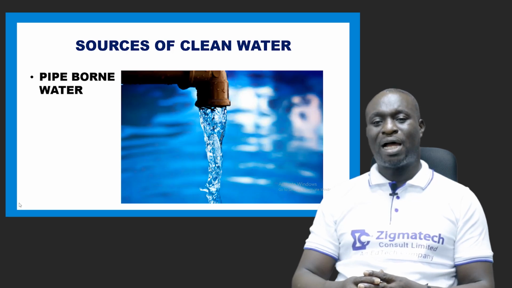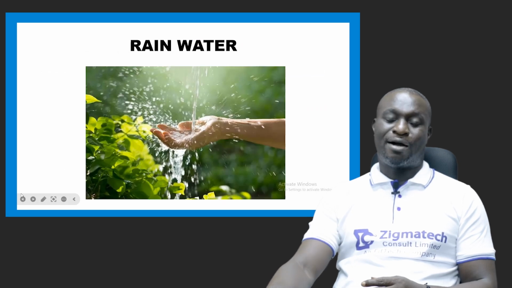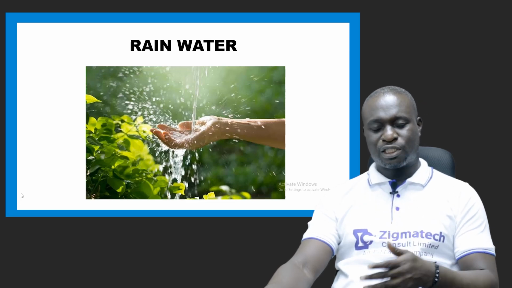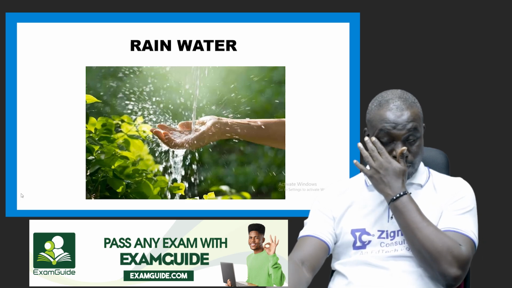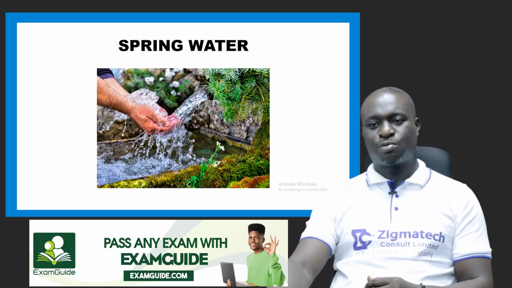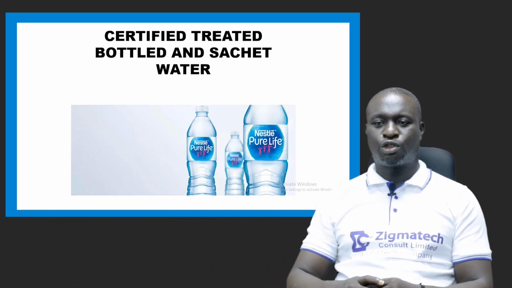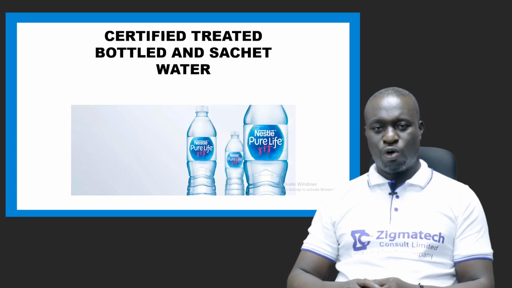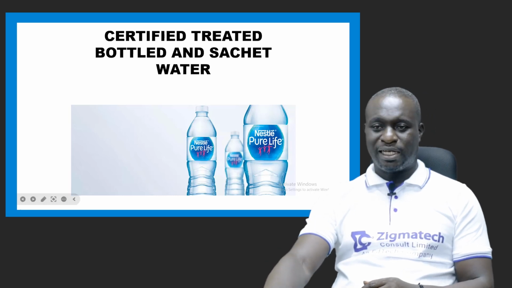Number one, we have the pipe-borne water. Number two, we have rainwater. Rainwater is actually clean, though it has to undergo several purification processes. And then number three, we have the spring water. The spring water is also clean water. We also have the certified, treated, bottled, and sachet water. Now, these waters are also nice to take. They are actually clean, all right?